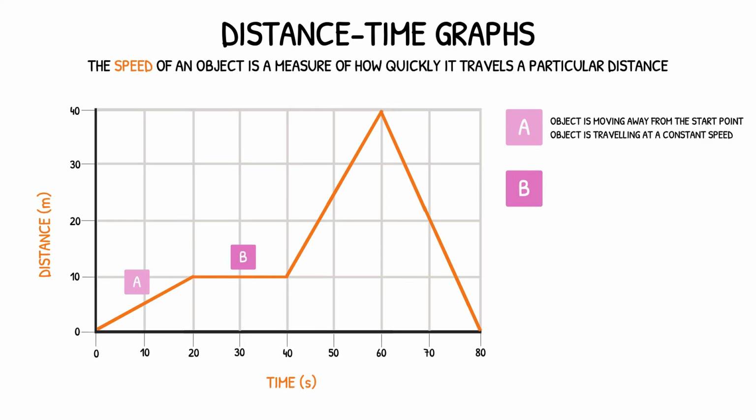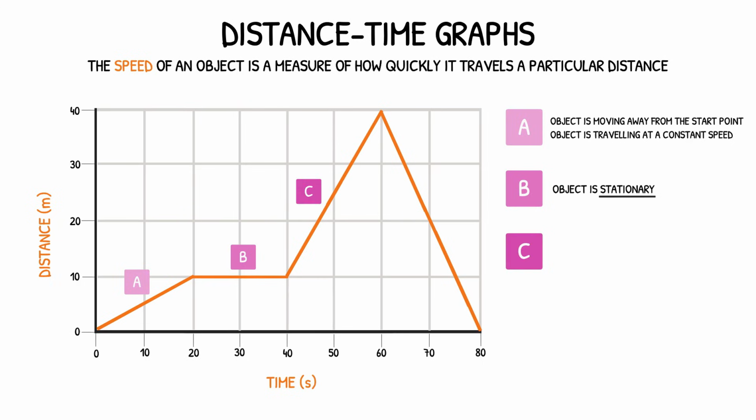At point B, we have a horizontal line. A horizontal line on a distance time graph indicates that the object is stationary. Once again, we can confirm this by looking at the values along the x and y axis. Although time is passing, the distance travelled by the object has not changed. Therefore, it must be at a standstill.